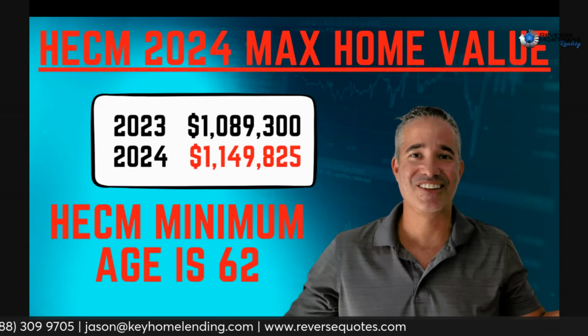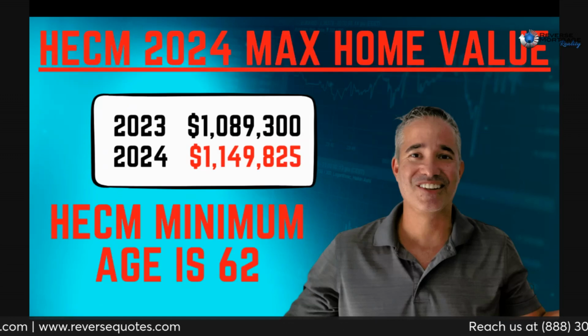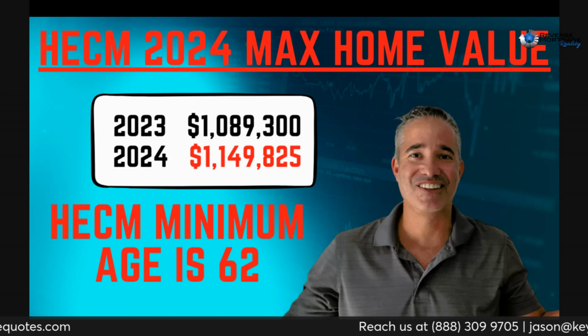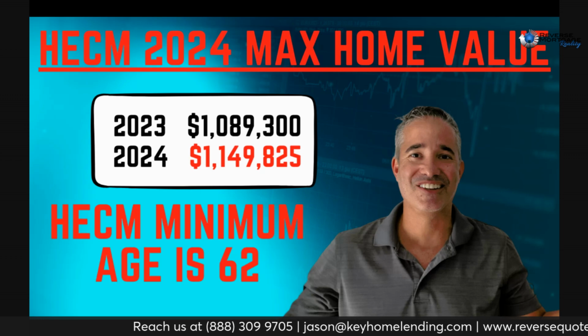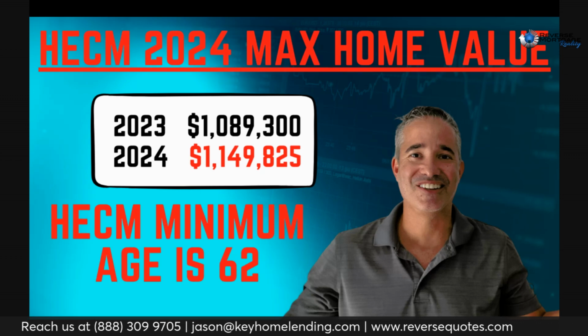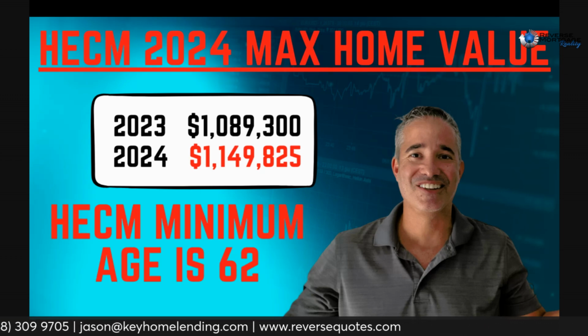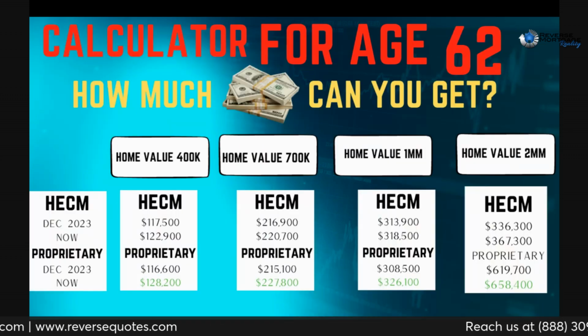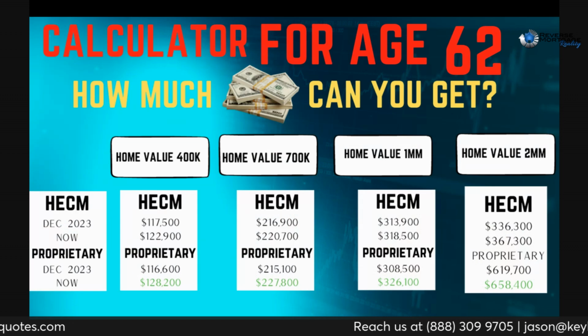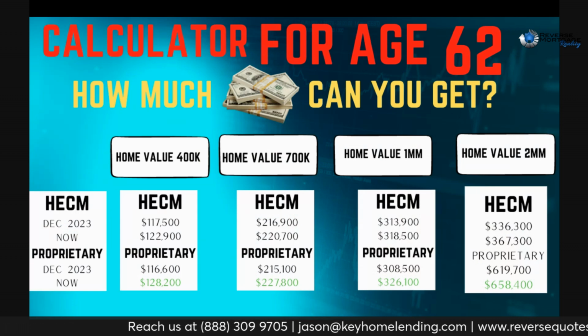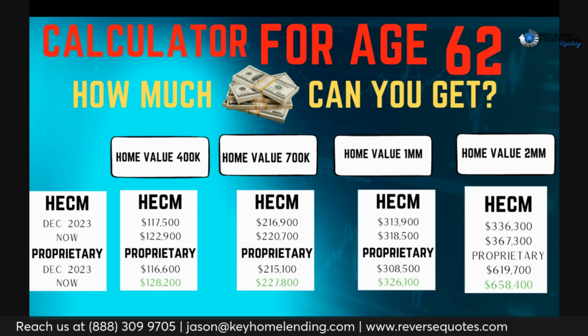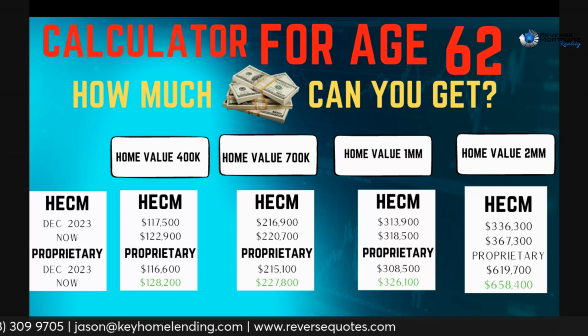So you have with the HECM, again, the government reverse mortgage, a maximum home value of $1,149,825. In 2023, it was a little bit less. It goes up a little bit every single year. So the HECM max value, remember here, let's go back. I'll show you at 62. With the HECM $1 million home value, you're getting the entire thing. But when your house is worth $2 million, you're only doing the HECM off of 1.149 million. And so that's why it's so close.